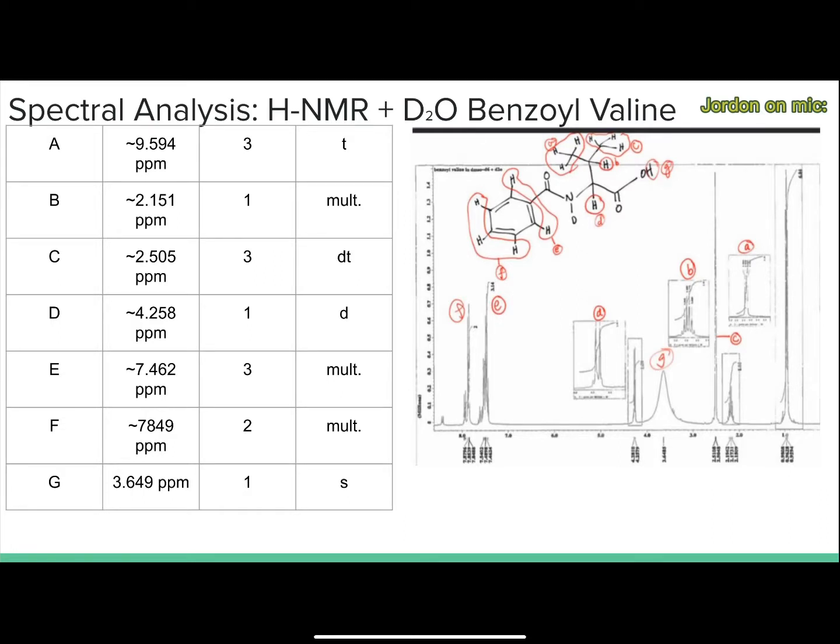Protons E at 7.4 ppm, integrating for 3 and is a multiplet. Protons F at around 7.8 ppm, integrating for 2 and is a multiplet. And protons G at around 3.6 ppm, integrating for 1 and is a singlet.